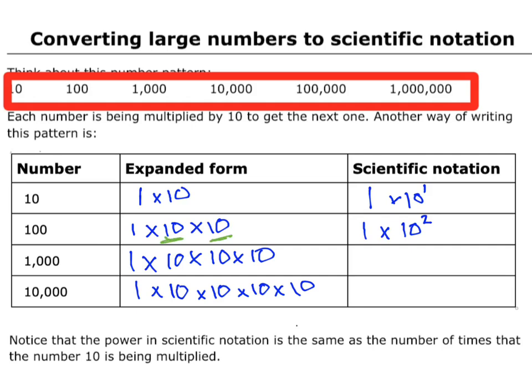If I extend that now to the next one, I'm multiplying by 10 once, twice, 3 times, so that's going to be 1 times 10 to the power of 3. Equally, the last one there, 10 times 10 times 10 times 10, I'm multiplying 10 four times, so that is 1 times 10 to the power of 4. So each number is just increasing in the number of times it's being multiplied by 10. That's what scientific notation means: how many times you're multiplying 10 together.